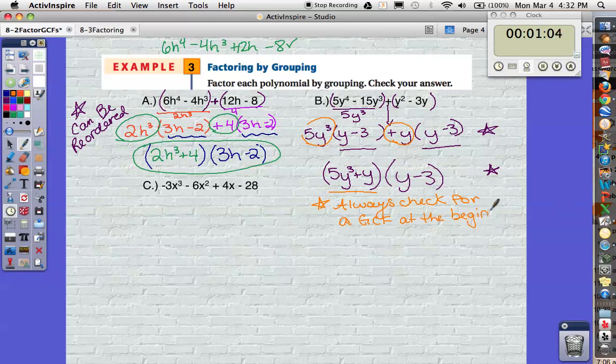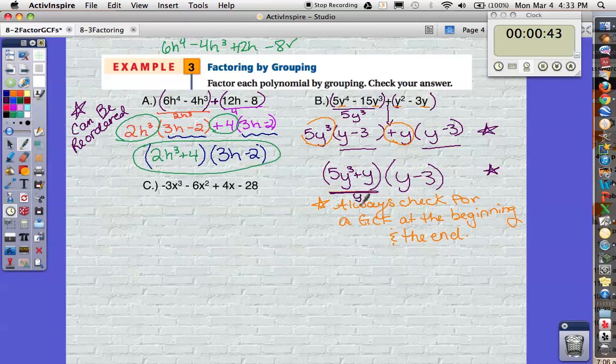If we look back at the very beginning, if our first step was to look for a GCF, I could see that I could pull out a y from everything at the beginning and put that on the outside. It doesn't matter whether you do it at the beginning or the end. What does matter is that you do it, okay? So I can see now that I can pull a GCF out of here.